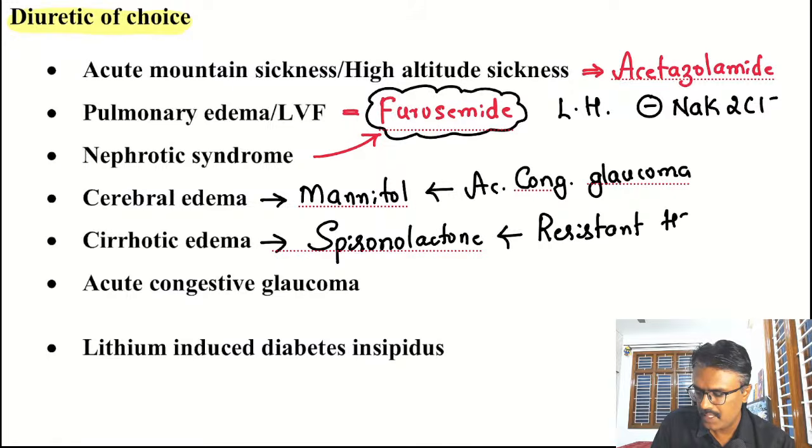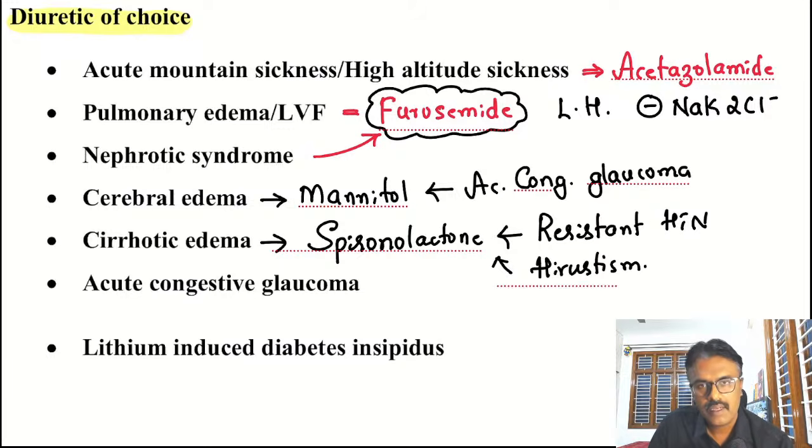And we know it is an aldosterone antagonist. Spironolactone is also given in hirsutism. Why, sir? It blocks the androgen receptor, so it can prevent hair growth. Spironolactone. Acute congestive glaucoma, I told you the drug of choice is mannitol.